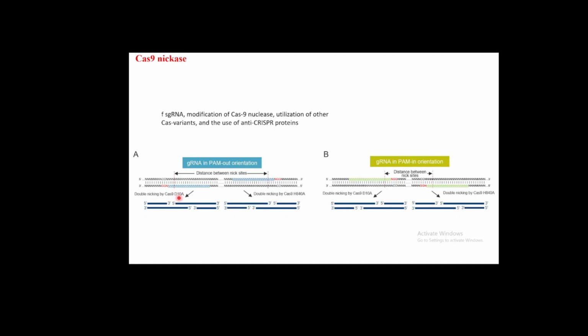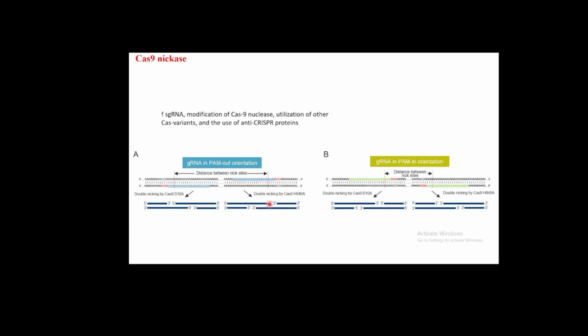If there is a mutation in the RuvC domain, there will be no cutting in your coding strand, which has the NGG sequence, and there will be cutting in the lower strand. So you will get an overhang like this. Similarly, if you modify the HNH domain, there will be no cutting in your non-coding strand, so you will get overhangs. For example, here you can see this is the 5' overhang and this is the 3' overhang.